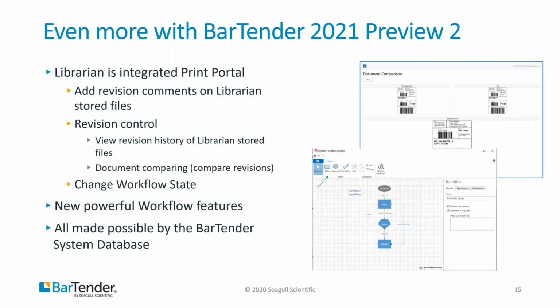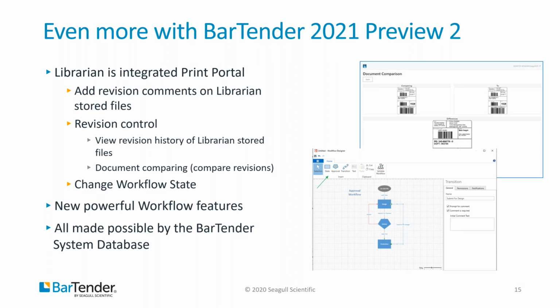And with BarTender 2021 Preview 2, there's even more to leverage when using the BarTender System Database. Librarian is more closely integrated with Print Portal. You can now add and review comments on any Librarian file. You can view the revision history of any file. You can compare documents or revisions of those files. And remember, as this is Print Portal, you can now do this from any browser. You don't need to have BarTender installed to be able to make these changes.